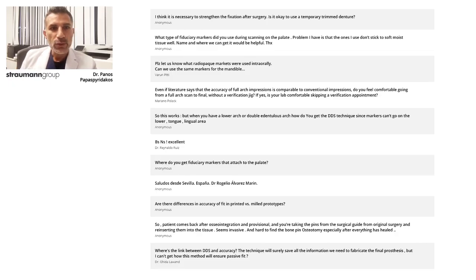Another colleague asked, where is the link between DDS and accuracy? The technique will surely save all the information we need to fabricate the final prosthesis, but I can't get how this method will ensure passive fit. The scan bodies register the implant position, and the prosthesis registers the tooth position. So when you merge the two files, you have everything. So it's fitting accurately.